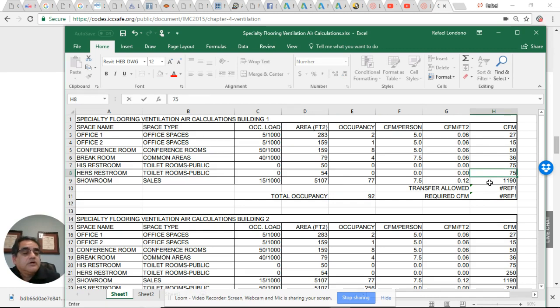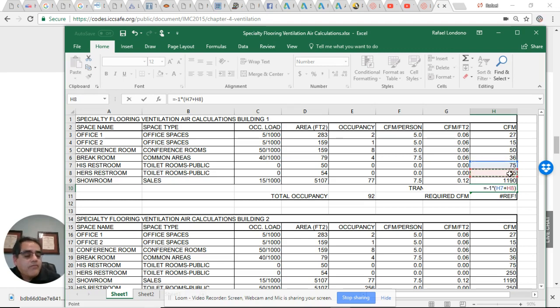So the transfer allowed, we take all the air from the restrooms because we're allowed to bring it in a room and exhaust it out of the bathroom. So when it says transfer allowed, I'm going to plug the numbers from the restrooms and add them together. So if I double click, the formula says -1 times, and this is when it freaked out and it starts writing craziness. So -1 times this cell plus this cell.